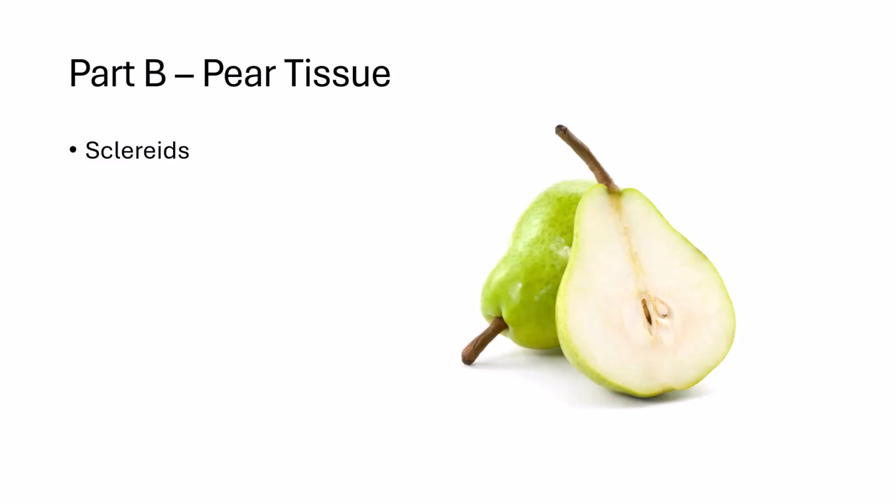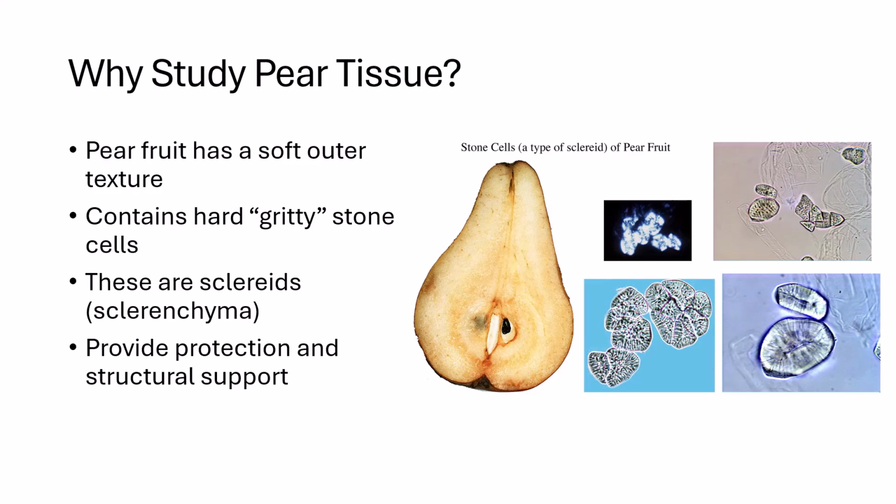The next sample that we will look at is pear tissue, where we will view sclereids. Pears are mostly soft, juicy fruit tissue made of parenchyma cells. However, when you eat a pear, you may notice a slightly gritty or sandy texture. That gritty texture comes from clusters of sclereids, also called stone cells, embedded within the soft parenchyma tissue.